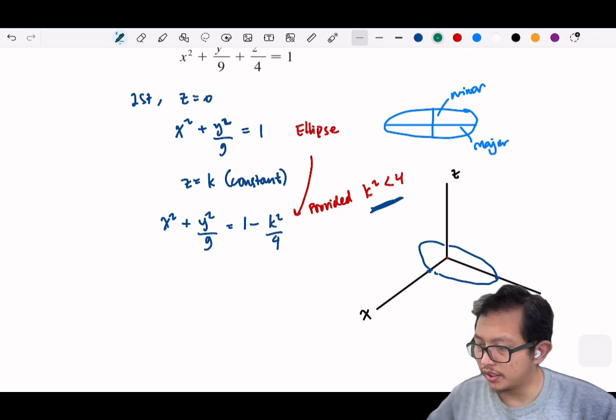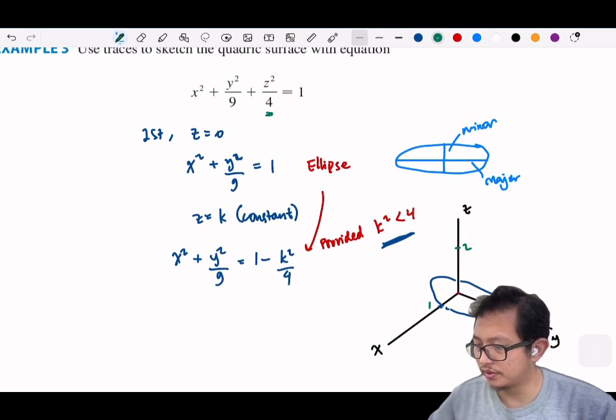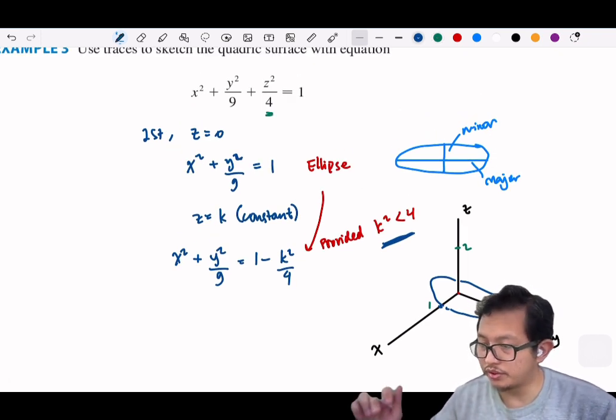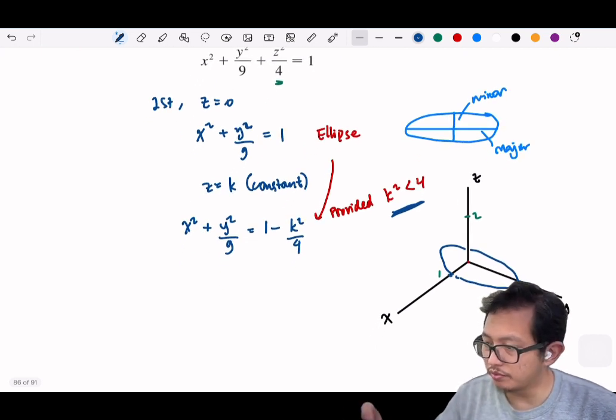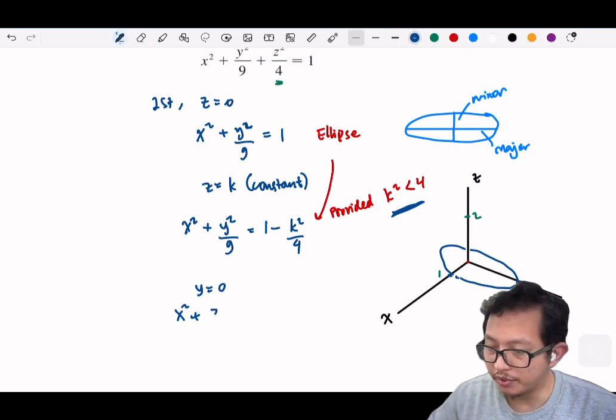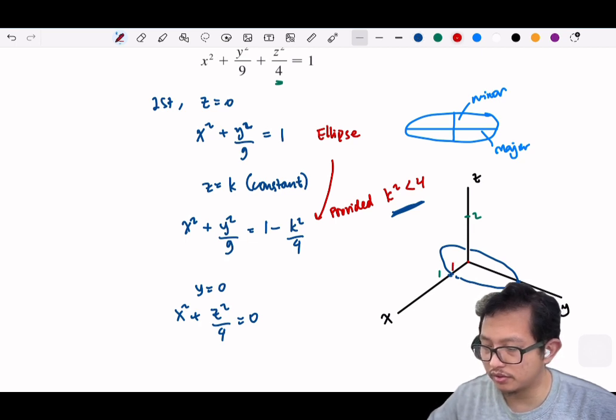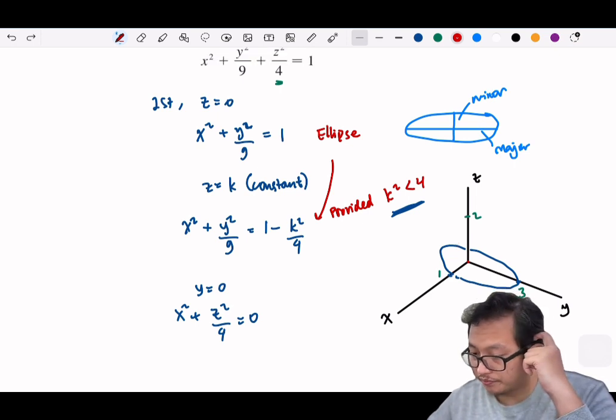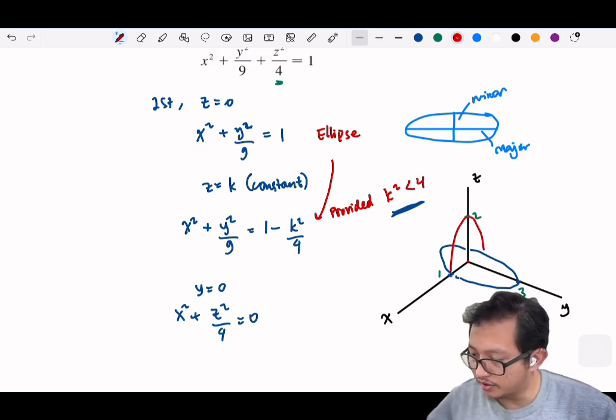And of course, the k should be less than 4. Then here, this is 2, this is 1, this is 3. How do we get 2? That is actually something we can also see from here. So we could also make another ellipse if you want. Okay, you can check. For example, if we take y equals 0, then we have this ellipse as well, which is going to be this.